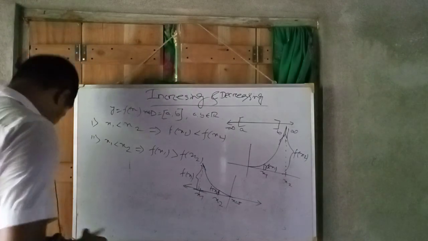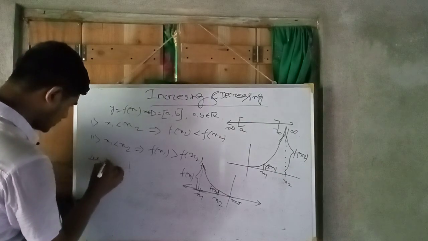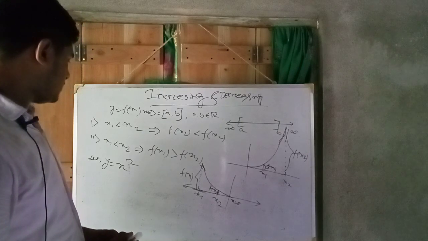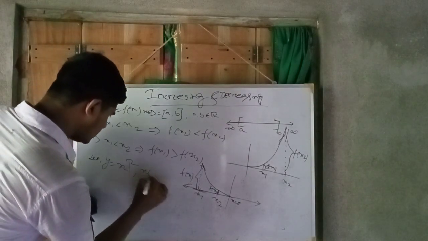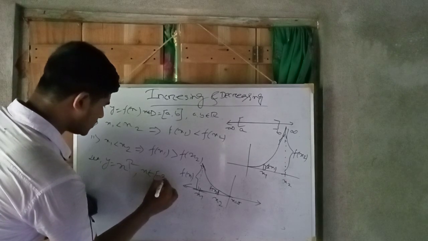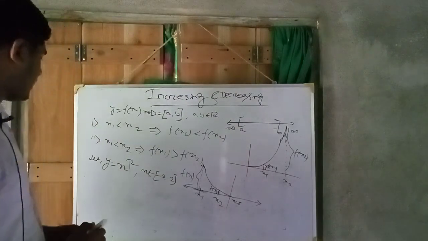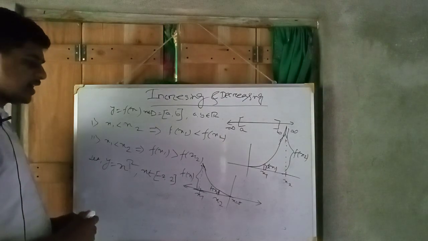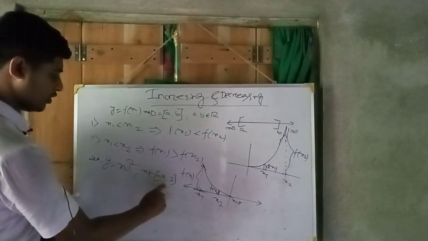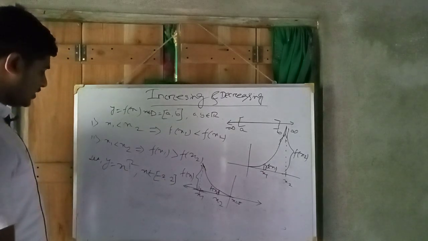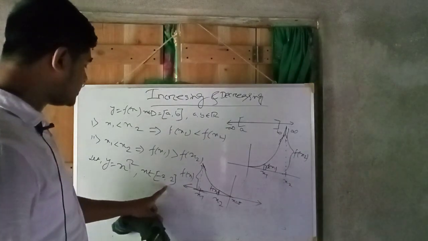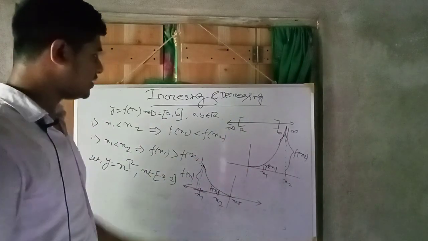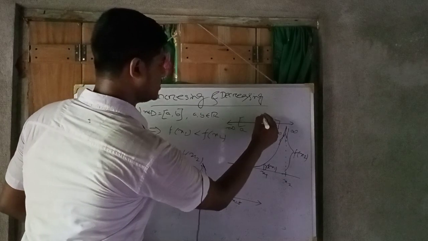Take a problem. Let y equals x square, a simple curve. Suppose the range is minus 2 to 2. Then we take any 2 points in this interval where the function is defined. This interval is a subset of the real number line, the set R.